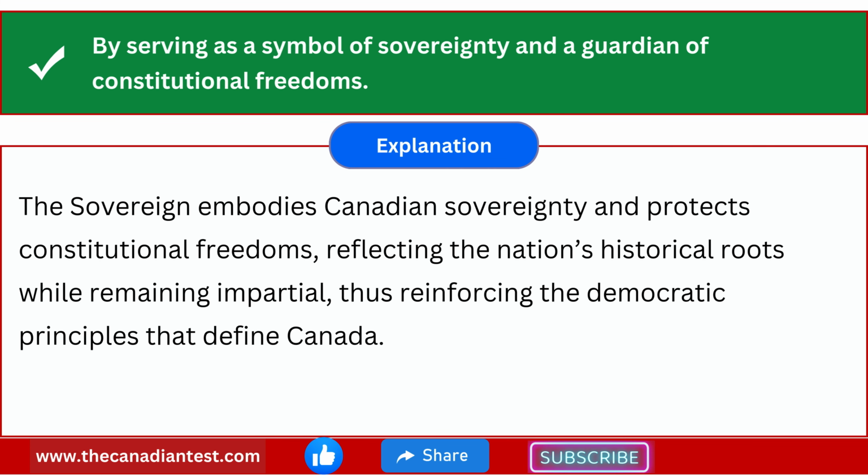The correct answer is by serving as a symbol of sovereignty and a guardian of constitutional freedoms. Explanation: the sovereign embodies Canadian sovereignty and protects constitutional freedoms, reflecting the nation's historical roots while remaining impartial, thus reinforcing the democratic principles that define Canada.